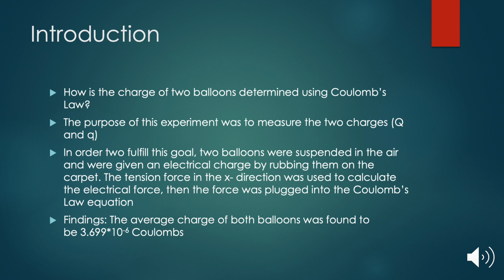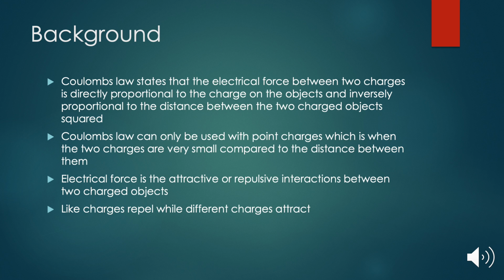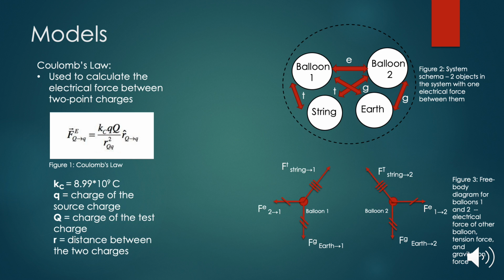Some background information is that Coulomb's law states that the electrical force between two charges is directly proportional to the charge on the object and inversely proportional to the distance between the two charged objects squared. It is also important to understand that this law can only be used with point charges. The electrical force is the attractive or repulsive interactions between two charged objects. Another thing to keep in mind is that like charges repel and different charges attract.